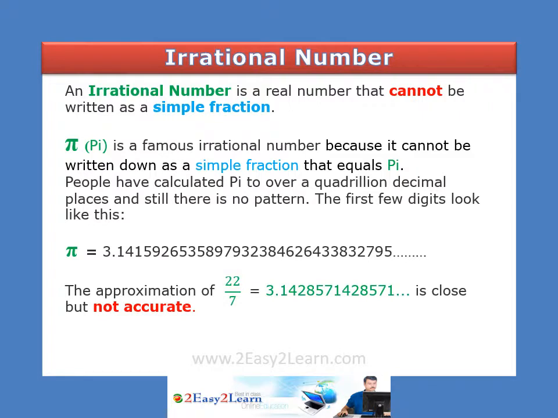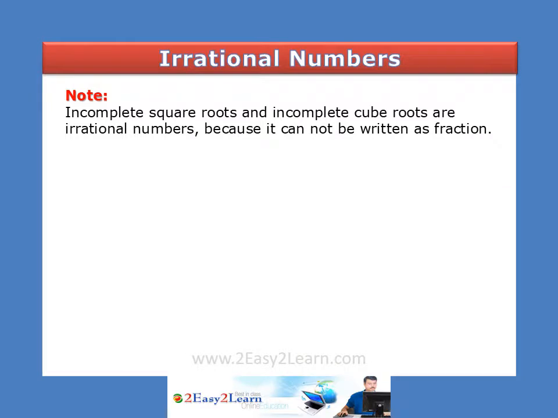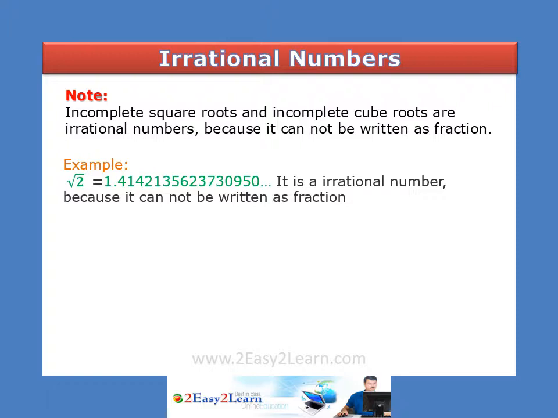The approximation of 22/7 equals 3.1428571428571, which is close but not accurate. Note: incomplete square roots and incomplete cube roots are irrational numbers, because they cannot be written as fractions. Example: square root of 2 is approximately 1.4142136562. It is an irrational number, because it cannot be written as a fraction.